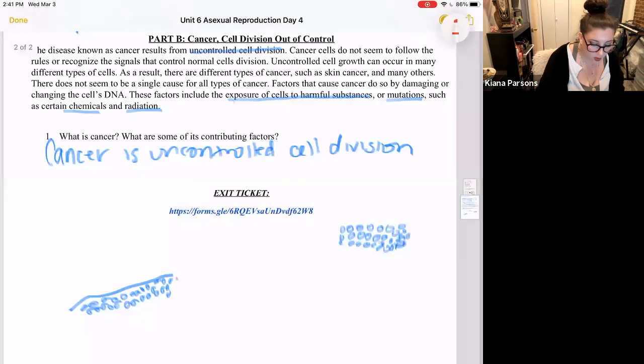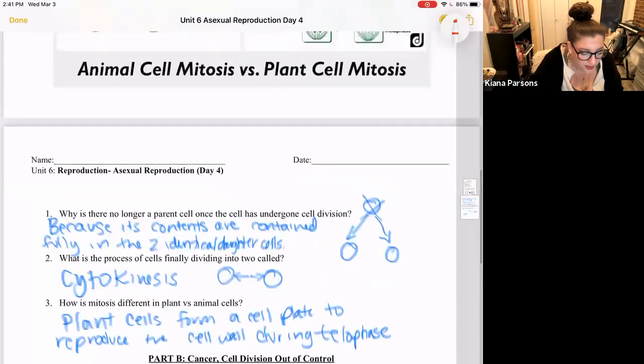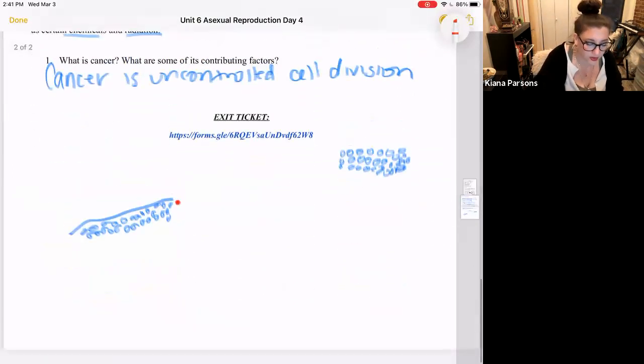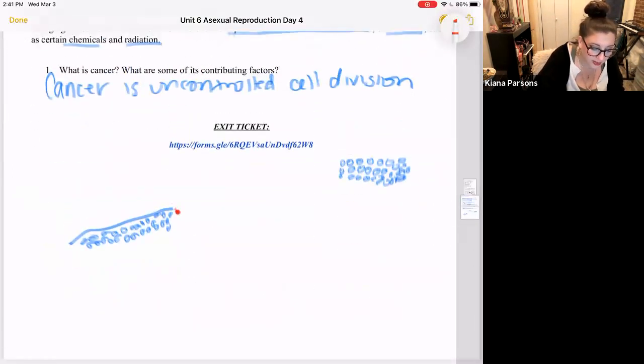Right? So this is now a different cell. It's still kind of a skin cell, but it is a cancerous skin cell. And usually you see all these little cells are nice and round. That's usually how we depict animal cells. But cancer cells usually aren't round. They can be jagged or they look just a little bit different from a healthy cell.